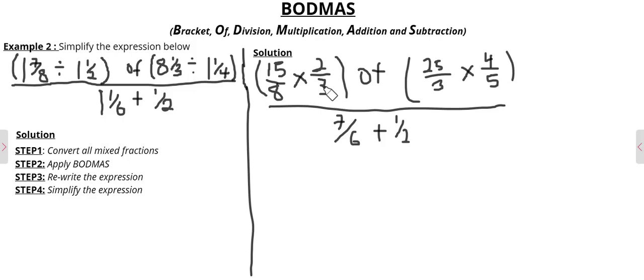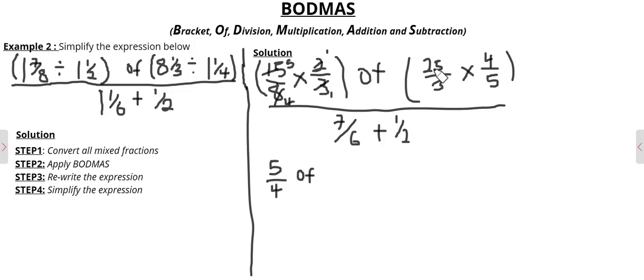So if 3 divides 15, we're going to have 5, and if 2 divides 8, we are going to have 4. So here is going to give us 1 and here will be 4. So here will be 1 and here will be 5, correct? So 5 times 1 is going to give us 5 and 4 times 1 is going to give us 4. Now remember, we are still having "of" here.